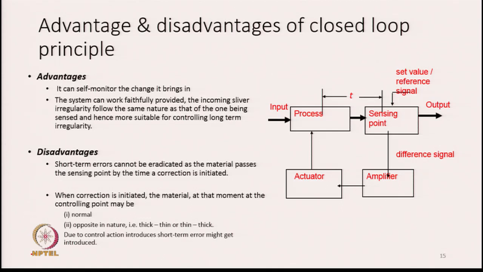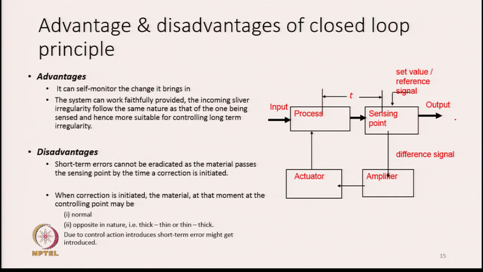However, here any action that we take in the process, the material undergoes that action, and whatever changes are brought in, the material has to flow through the sensing point and is getting sensed there, and is checking whether the action taken is correct or not. The system can work faithfully provided, this is an important line, incoming sliver irregularity follows the same nature as that of the one being sensed, and hence more suitable for controlling long term irregularity.